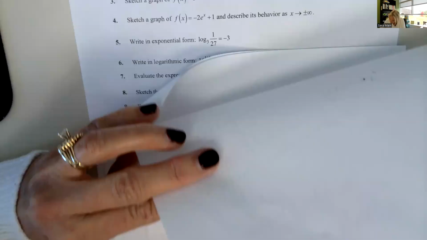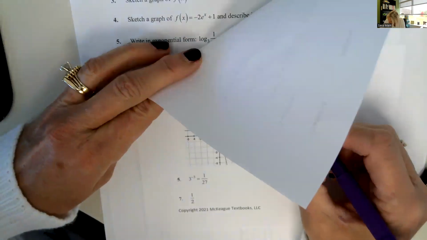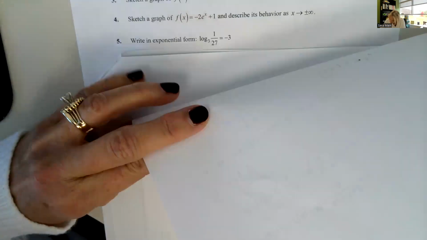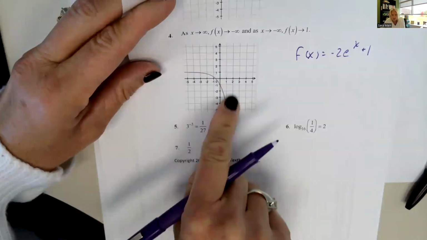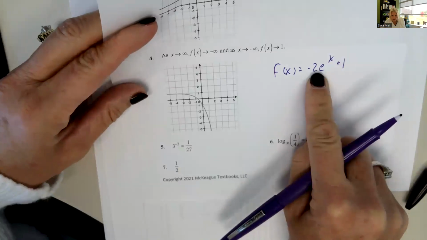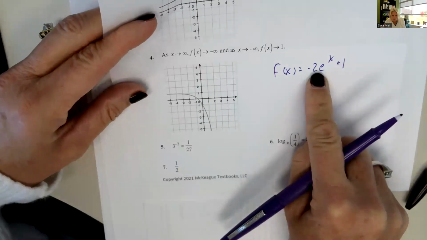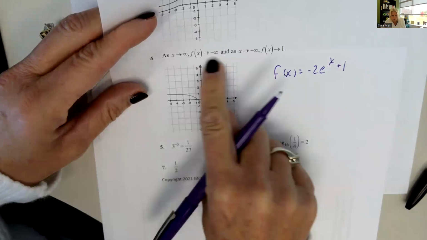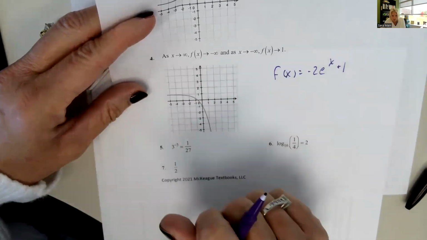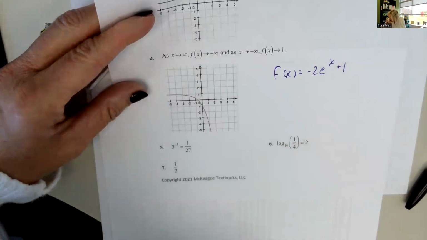Then number 4, that function is going to be a decreasing function because it is reflected over the x-axis. And so again, I would expect that you would put this into Desmos and then look and get a general picture of the graph to ask those questions.